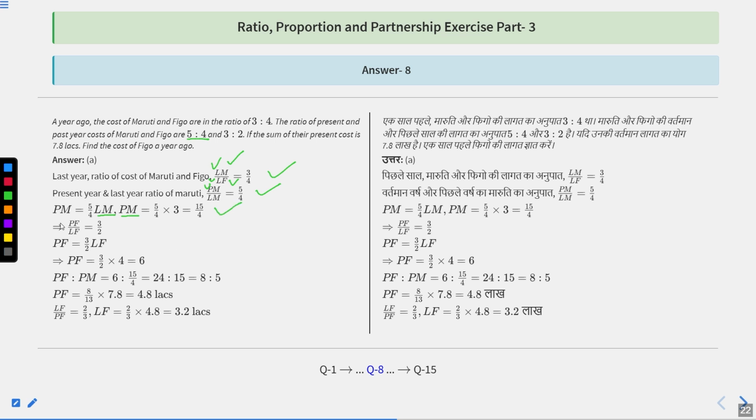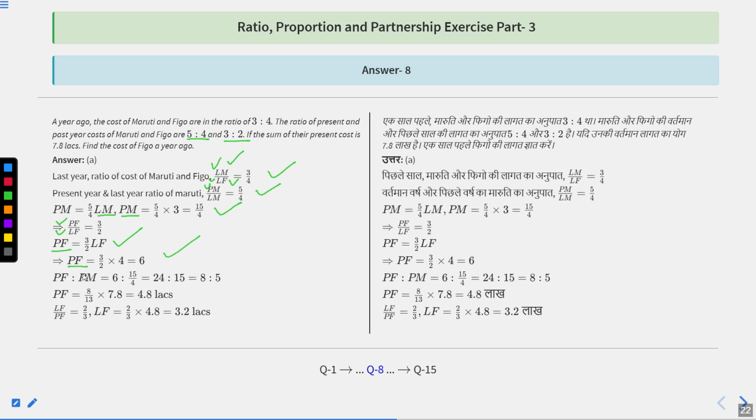In the same way, the present price of Figo and last year price of Figo, clear, the ratio has been given as 3:2. So we can write the present price of Figo is 3/2 of the last year price of Figo. We know the last year price of Figo, so the present price of Figo will become 3/2 multiplied by 4, which is 6.